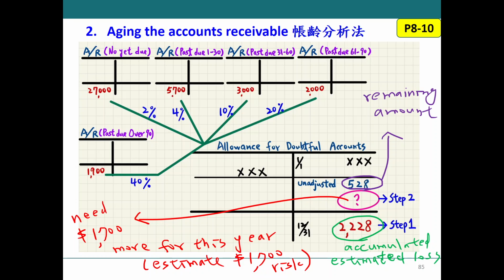No problem? So remember, allowance for doubtful accounts: normal balance on debit or credit? On credit. Normal balance on credit means what? We have some estimated loss. Okay? We expect maybe in the future this amount of money we cannot get back. So the normal balance is on credit, the opposite side to your accounts receivable. Okay? No problem? Okay. So based on this, you should understand the normal balance is on the credit side.